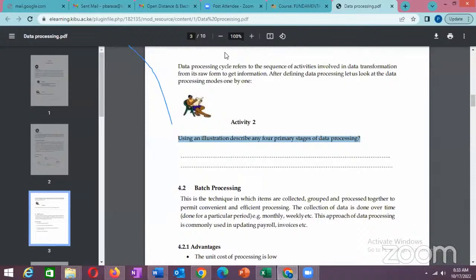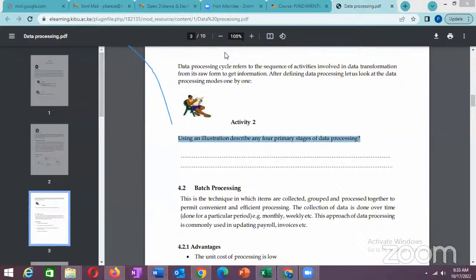For the last time. I'm posing a question so that you can discuss any of the stages. So we have 4 stages of the data cycle. Now that question I've posed, kindly describe any 4 primary stages of data processing on your chart, kindly discuss.